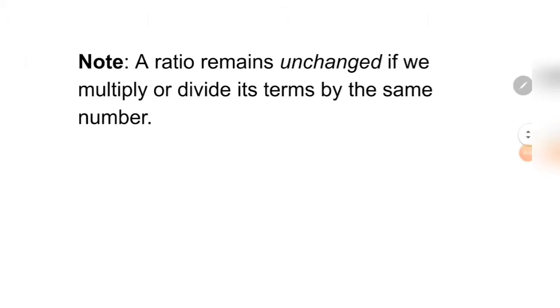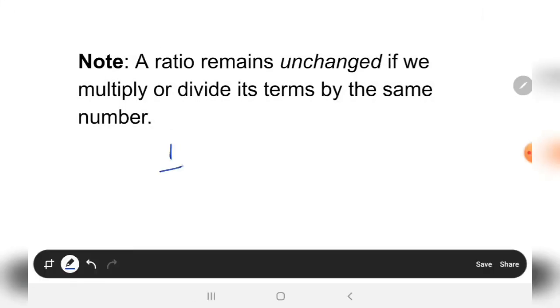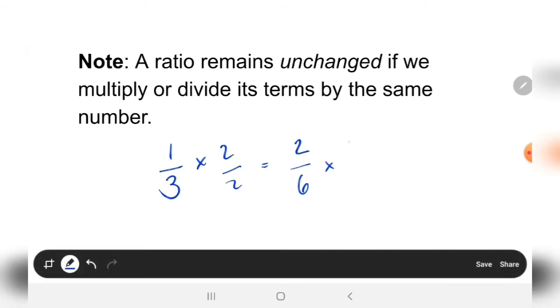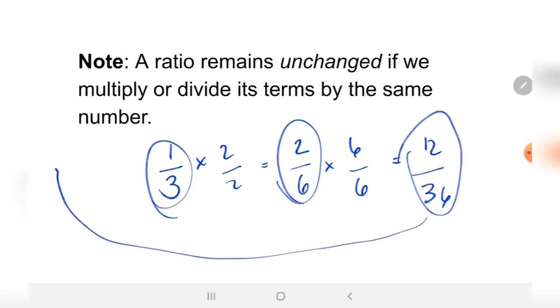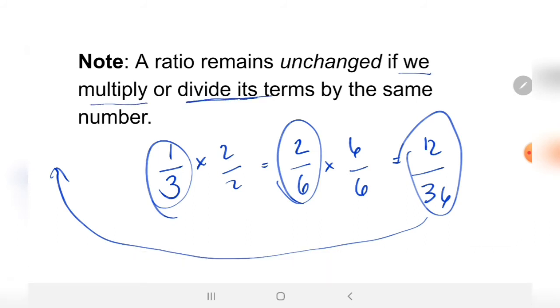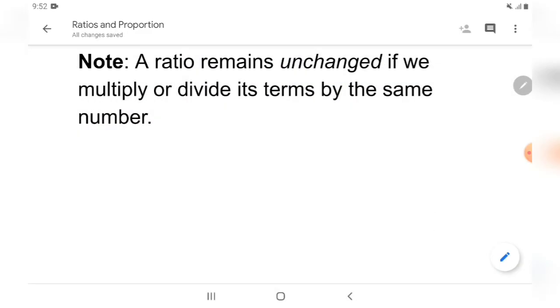You see, our ratio remains unchanged if we multiply or divide its terms by the same number. Like for example, I have 1 over 3. If I multiply by 2, the answer is 2 over 6. If I multiply by 6, this would be 12 over 36. These ratios are equivalent, or they are proportions, because even if we multiply or divide its terms by the same number, this is 2, 2, this is 6, 6, the ratio remains unchanged. Okay, so that's it.